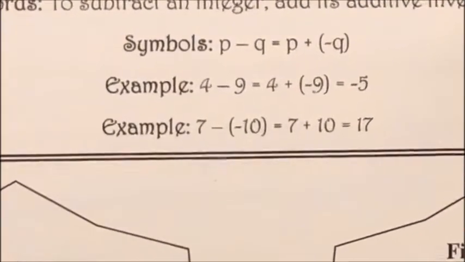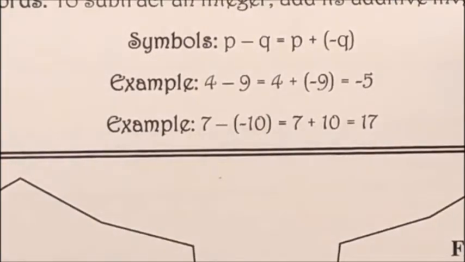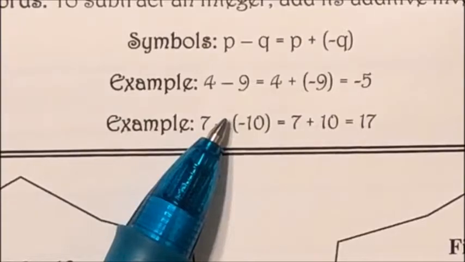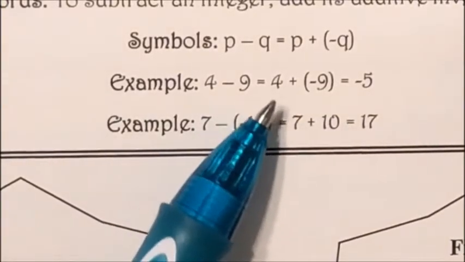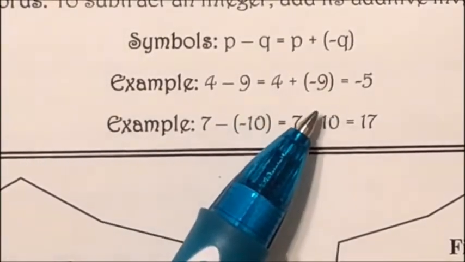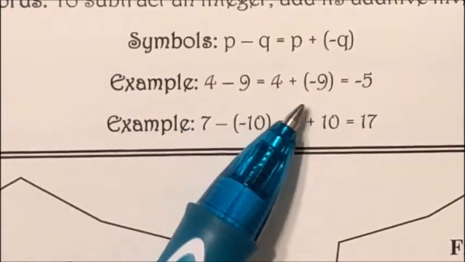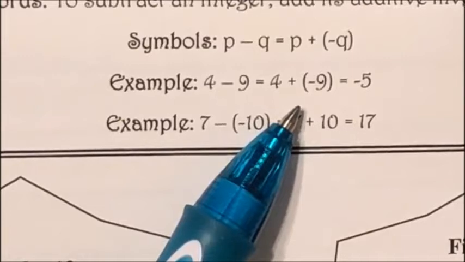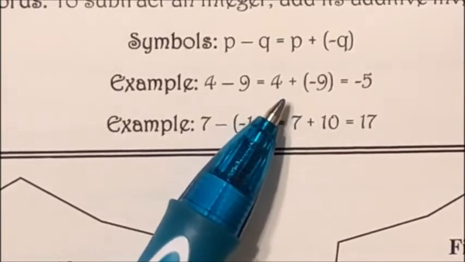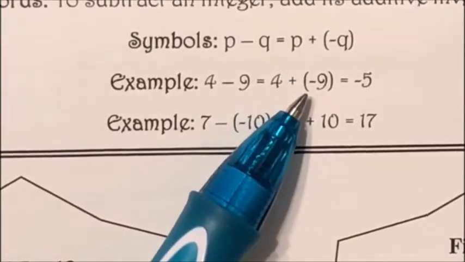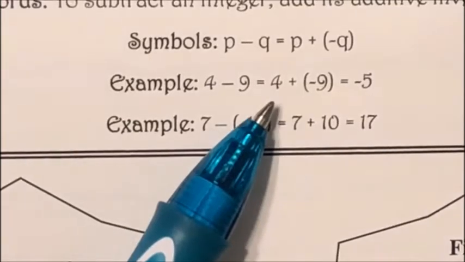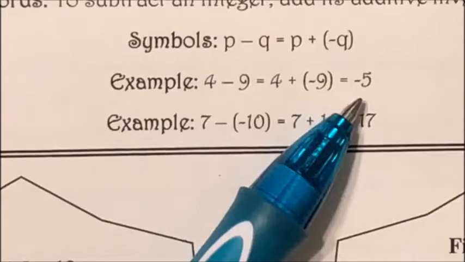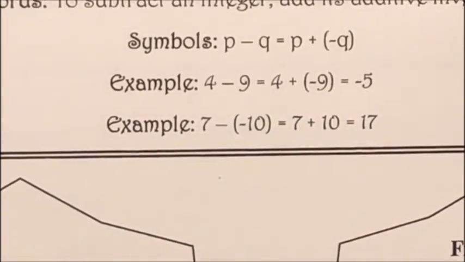So look familiar to something you've already done. Let's look at an example. I have 4 minus 9. Well, I can rewrite 4 minus 9 so it says 4 plus negative 9. This is the same thing. You've already done this, right? We did it last lesson. So now I can take them. They're different signs, so I subtract. 9 minus 4 gives me 5. 9's bigger and it's negative, so I get a negative 5.